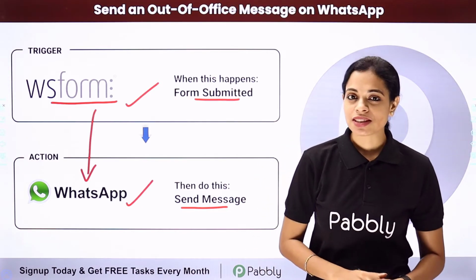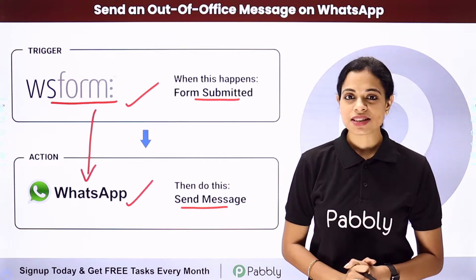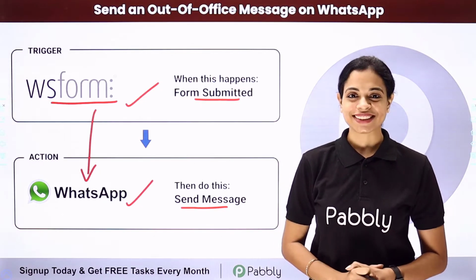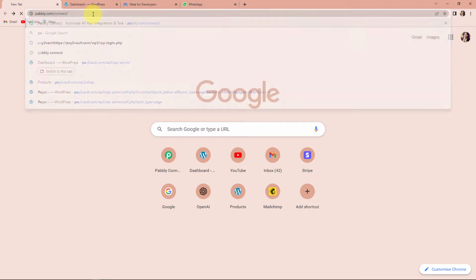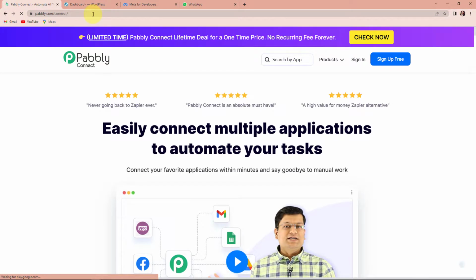Now how can you integrate and automate this entire process yourself? To understand that, let me take you to my screen. To begin, we first type the URL pabbly.com/connect and head to the landing page of this software. On the right hand side, you can see two options, sign in and sign up for free. If you are an existing user, simply sign in. If you are a new user, click on sign up. It won't take more than 2 minutes, and at the time of account creation, you will get 100 free tasks. Since I'm already an existing user, I'm going to click on sign in.